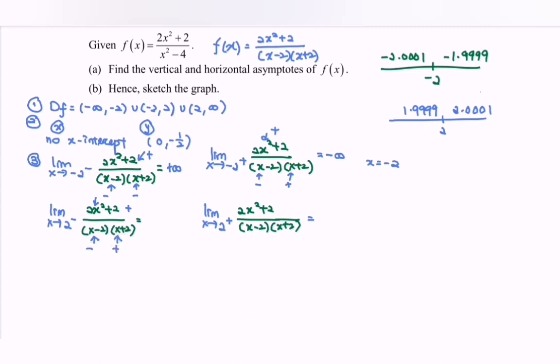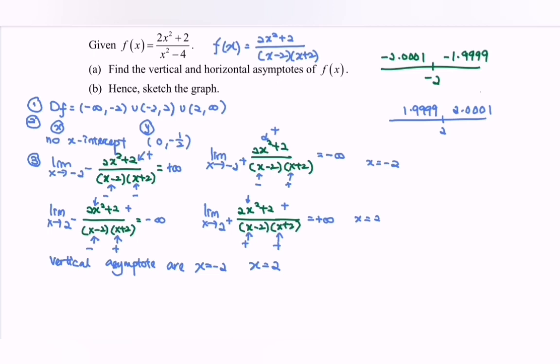So when x approaches 2 from the left, we have negative infinity. If x approaches 2 from the right, we substitute 2.0001: the numerator is positive, and both factors are positive as well. So the limit increases without bound. So this is another vertical asymptote. As a conclusion, the vertical asymptotes are x equals negative 2 and x equals 2.